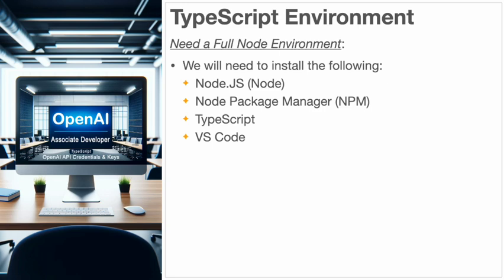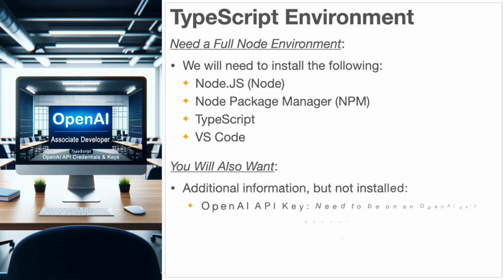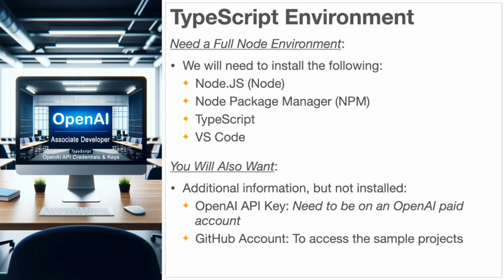In addition to installing these components, you will need a paid OpenAI account and an OpenAI API key. This is required to access the OpenAI APIs. Also, you will have access to all the code samples in this course, which are available on GitHub. If you don't already have GitHub access, you can sign up for a free account at github.com. It is also highly recommended that you have access to either a terminal or command prompt, as we will be using the CLI to set up and verify our development environment.